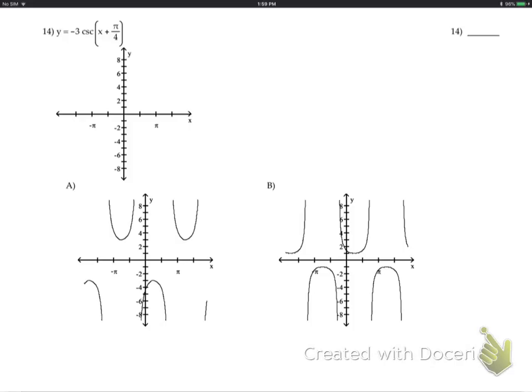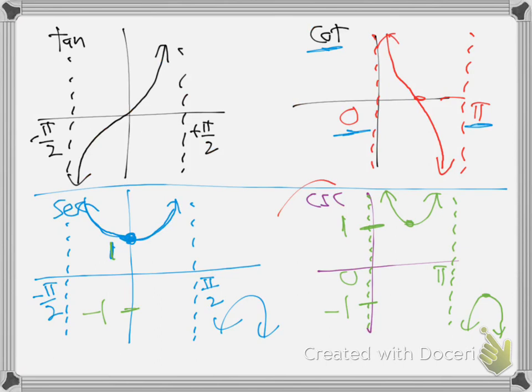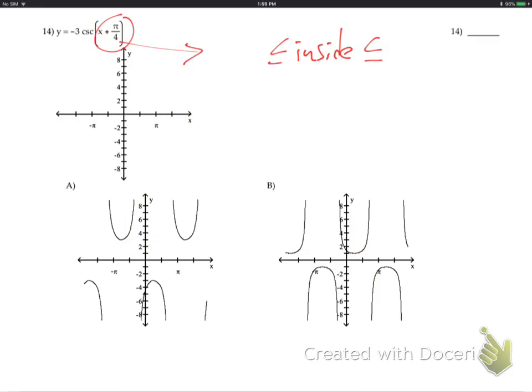Number 14 was, okay, so same thing. You grab the inside. You've got to be between, what is the bounds for cosecant? 0 and pi. Yeah, if you go back, cosecant is just like cotangent. 0 and pi are where its vertical lines are, and the graph is inside. The U shape is inside of those two. So we say, all right, between 0 and pi, so that means x plus pi over 4 is between 0 and pi.